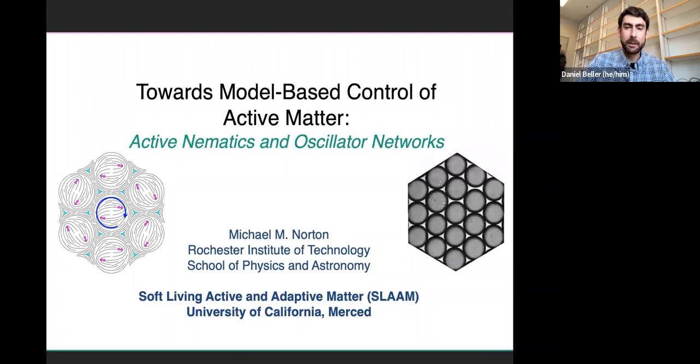He got his undergraduate degree in mechanical engineering at Rochester Institute of Technology, which is also where he works now, following postdoctoral positions at Brandeis University and at Penn State. And it was at Brandeis that he got into this work on active nematics and on oscillator networks, these Belousov-Zhabotinsky reactions. And that's where I learned about his work. And it's really beautiful stuff.